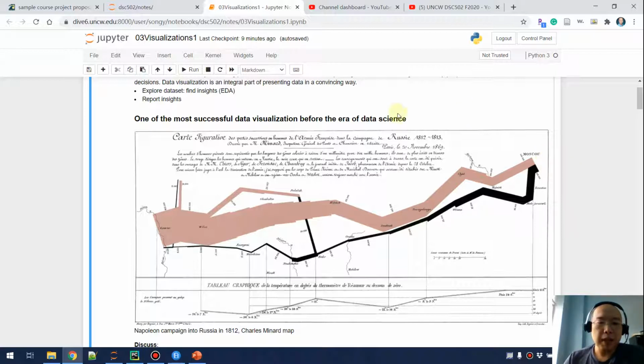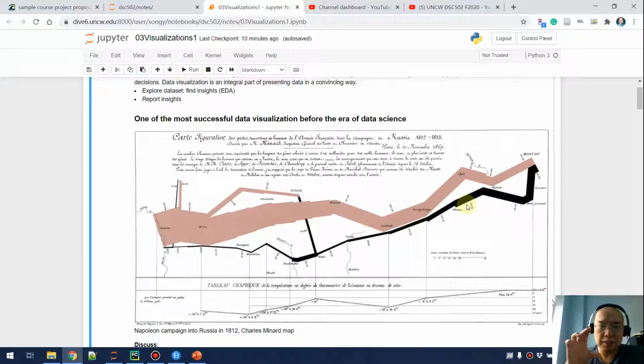So on this map, the pink bar is Napoleon's way from France to Moscow, and the black bar is his army's way back. The V's of the bar, that is the size of the army. Okay, so let me ask you a quick question.